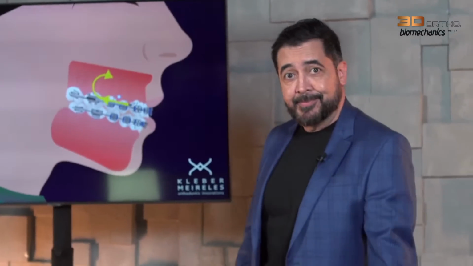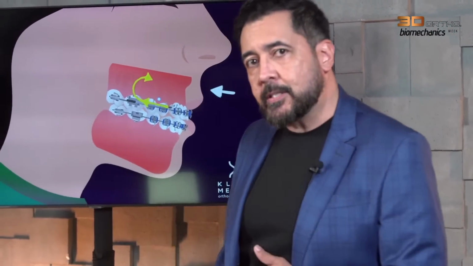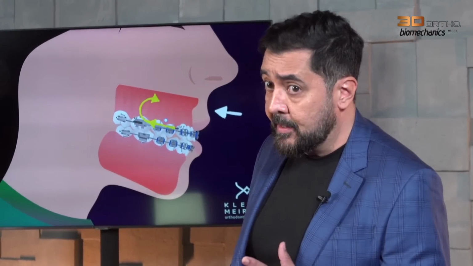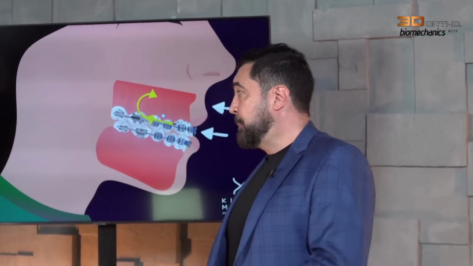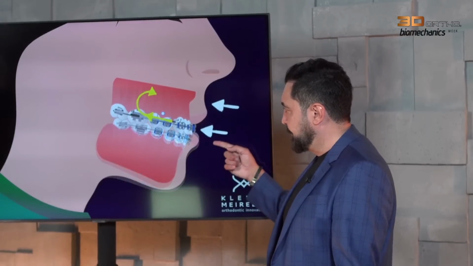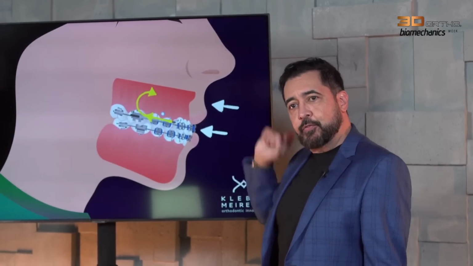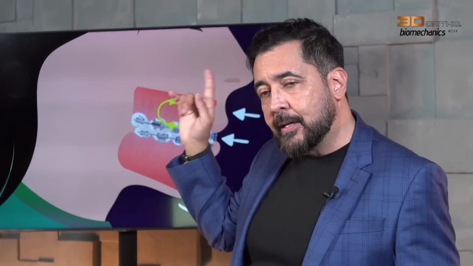But there is a catch here. By doing that, you're extruding the anterior teeth. Is that what you want? Maybe, maybe not. But this is the good part of it. Rotation of the mandible up and forward. For a class 2 is what we want, but not the exposure of anterior teeth.